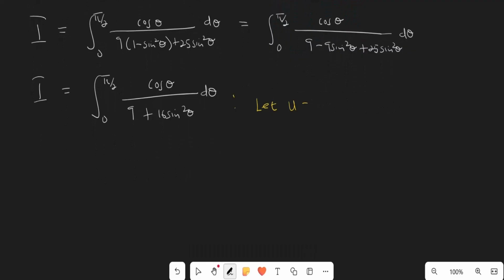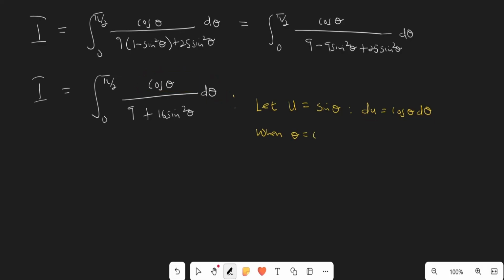We are now going to let u equal sine of theta. So du is cosine of theta d theta. That means in place of cosine of theta d theta, I'm going to replace that with du, which is here. And now next is to find the change in limits.